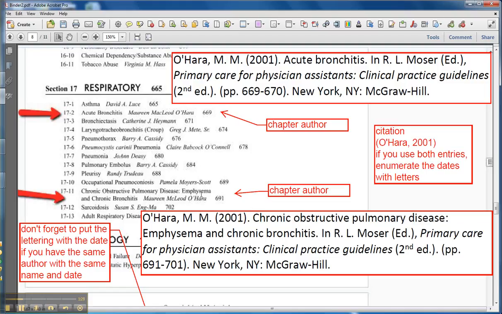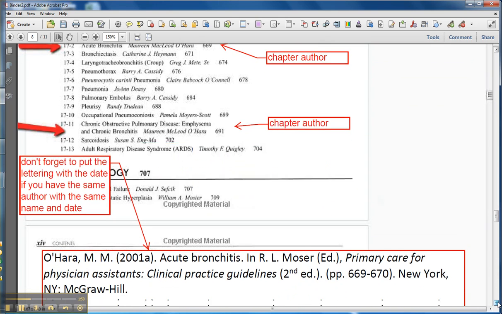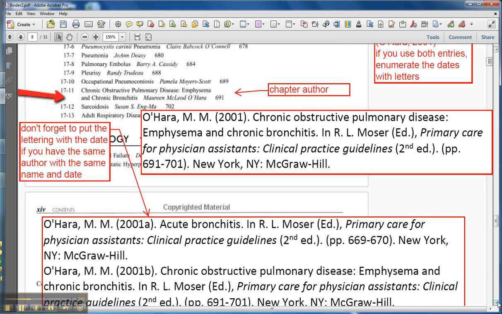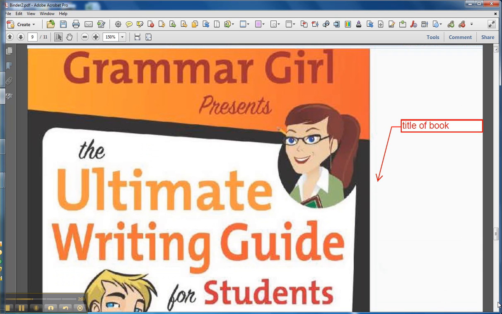I also made this contribution on COPD. So the information is the same except for the name of the chapter and the page numbers. So the citation for both of these is O'Hara 2001. So if you were reading along and you saw this citation, how would you know which chapter it belonged to? So this is why we need to enumerate the author and the date when they are the same. So here is how you would do that.